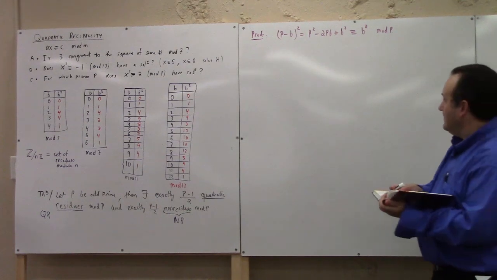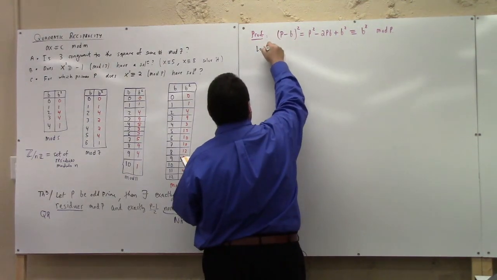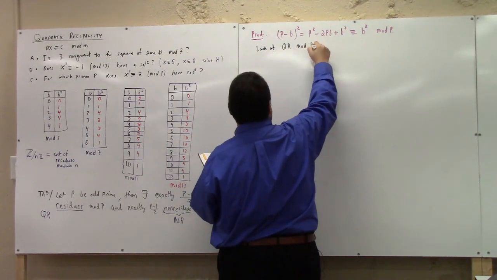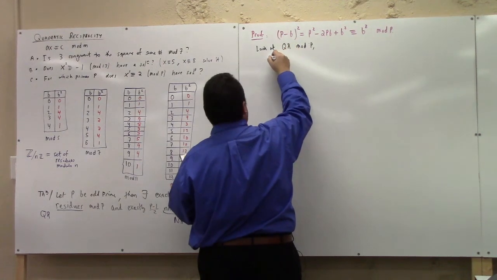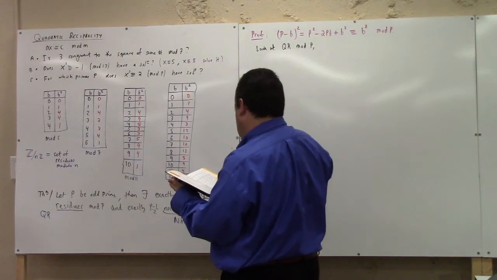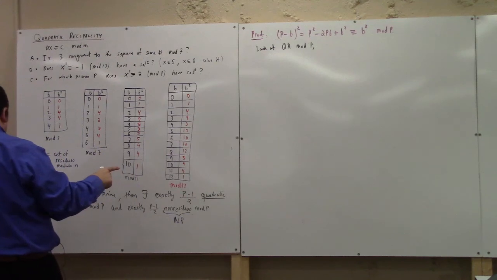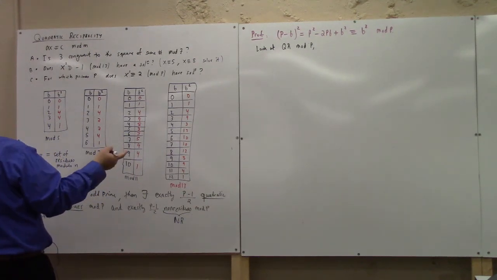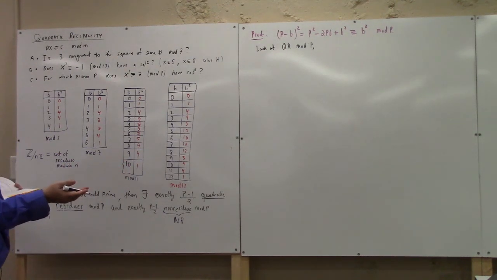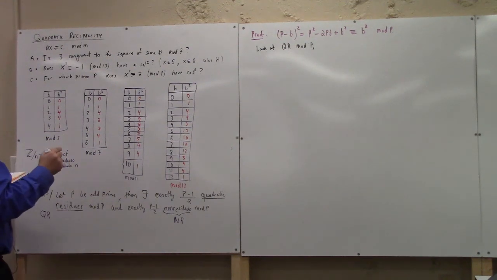So if we look at the quadratic residues mod P, what are we looking at? We're looking at non-zero. I think I was supposed to say non-zero. I missed the word non-zero in here somewhere, guys. Oh, maybe that's an assumption. My bad.